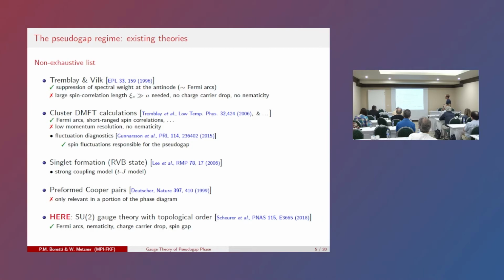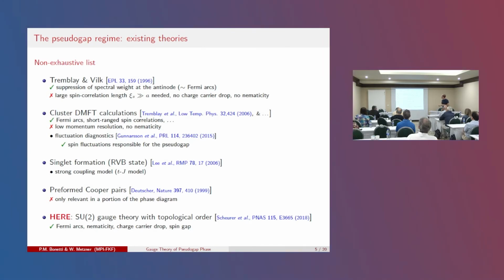They got a loss of spectral weight at the antinode, but many other things they didn't get, and they require this large spin correlation length. And in reality, in these systems, the spin correlation length in the pseudogap phase is actually not so terribly long usually. There is cluster DMFT.